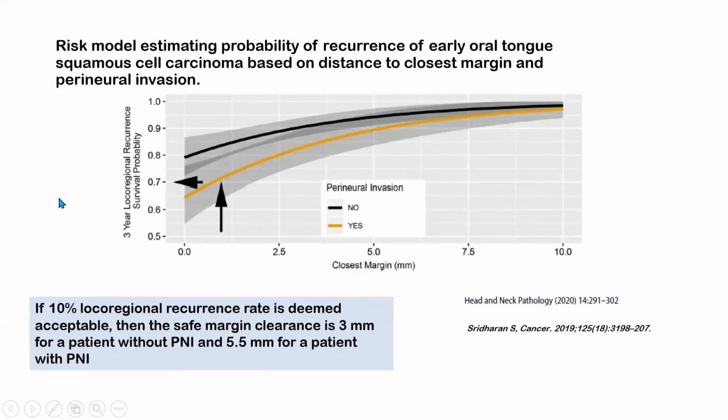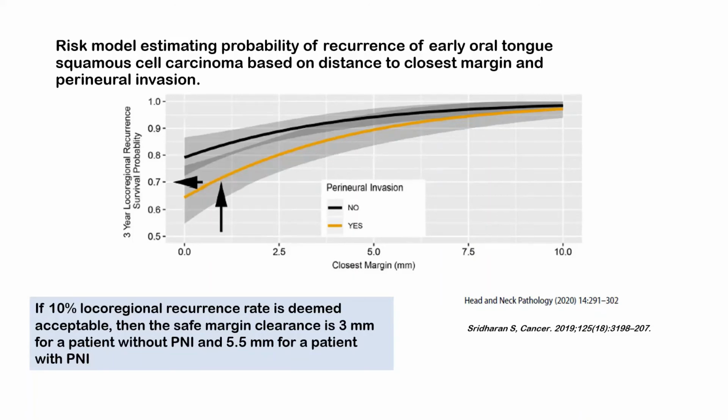And then there are risk models which we are seeing, and these are based on a predefined acceptability rate of recurrence. So if your acceptable rate of local regional recurrence is 10%, then it has been found that the safe margin clearance would be 3 millimeters for a patient without BNI and 5.5 millimeters for a patient with BNI. So what all this emphasizes is that apart from margin, the other histopathological and adverse factors play an important role in contributing to local regional recurrence.